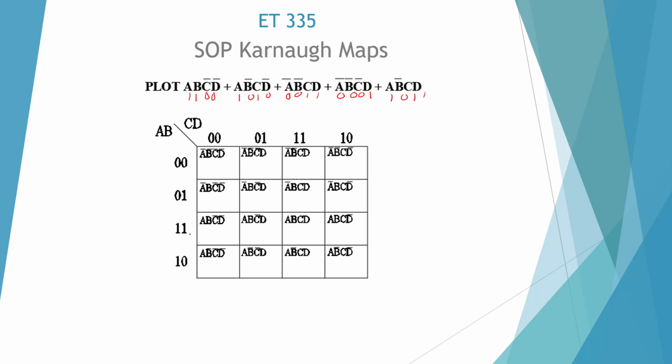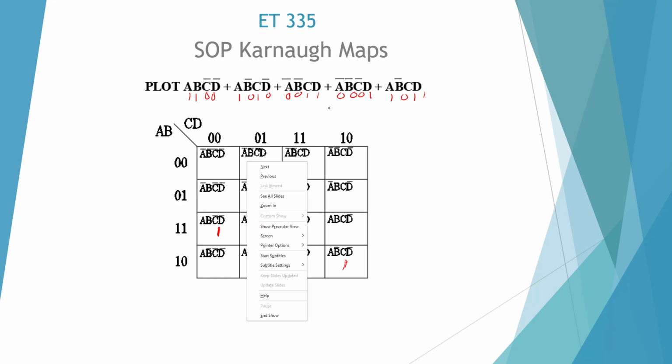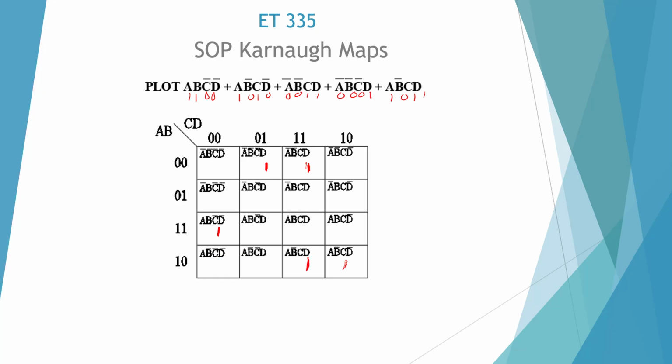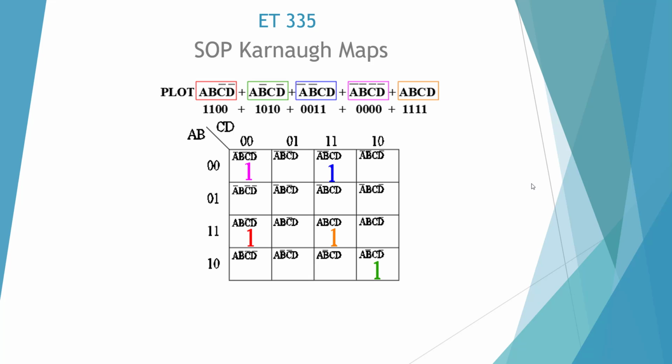So we have 1, 1, 0, 0. Then we have 1, 0, 1, 0. And then we have 0, 0, 1, 1. Yeah, there we go. 1. And then we have 0, 0, 0, 1. And 1, 0, 1, 1. Good. All right, here's our colorful answer, and it looks like we got it.